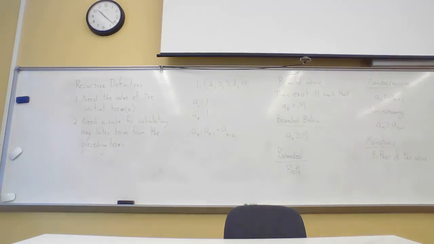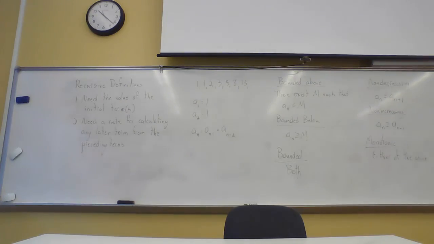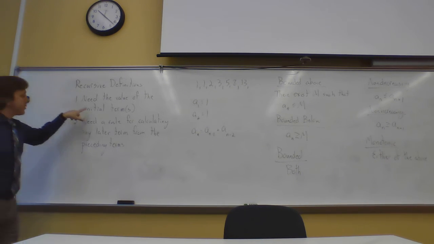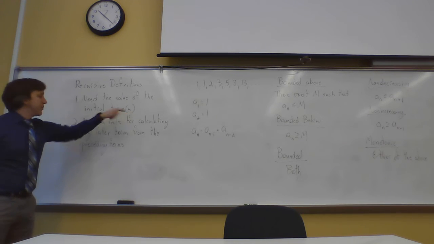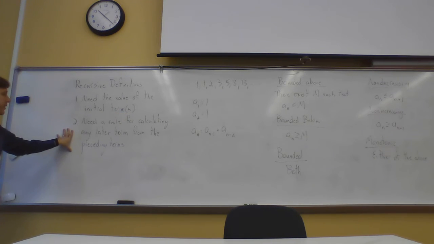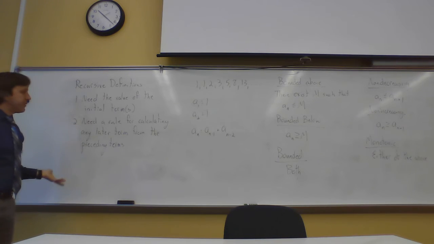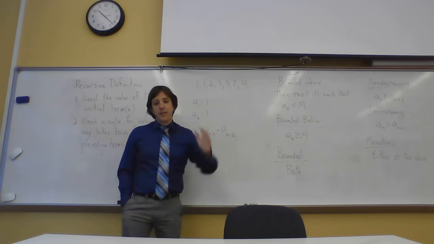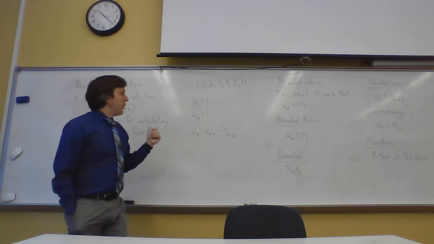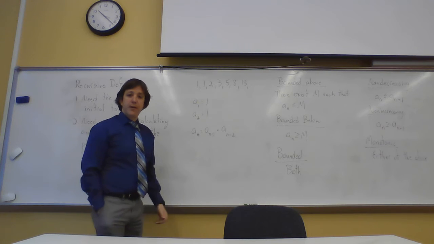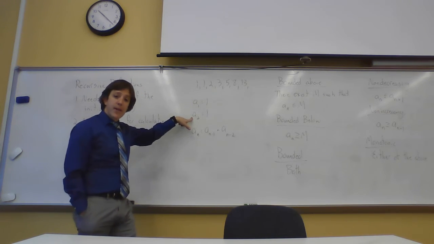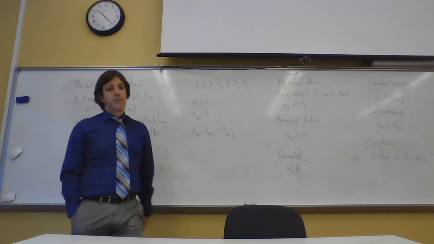All right, so continuing on with our talk about sequences, recursive definitions. You need two things. You need the value of the initial term, or possibly more than one term, and you need a rule for calculating any later term from the preceding terms. So for example, the Fibonacci sequence: 1, 1, 2, 3, 5, 8, 13, and it keeps going. What you need to be able to generate the Fibonacci sequence is to know that the first term is 1, and that the second term is 1. In this case, we need to know 2 terms.